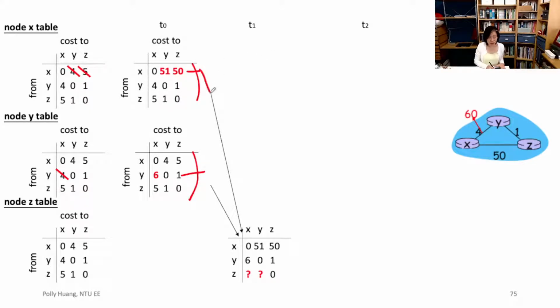So this is going to be propagated to both neighbors. This is going to be propagated to both neighbors. So z essentially will receive dx and dy coming from x and y. And triggered by this, z would recalculate based on the Bellman-Ford. Okay, can you tell me what dz is at t1?